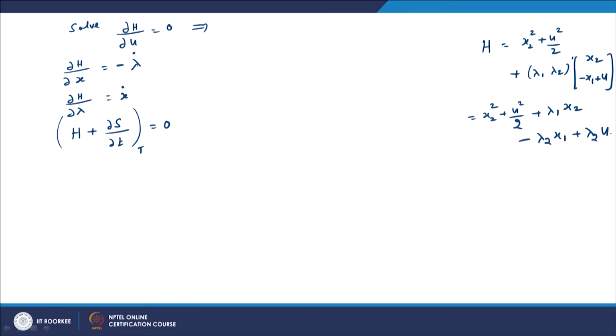Now, del H by del u, if we calculate from here, is equal to u of t plus lambda 2. Del H by del u is u plus lambda 2 equal to 0. So, therefore, u equal to minus lambda 2, and now del H by del x. So, it means del H by del x1 first. Del H by del x1 is minus lambda 2.